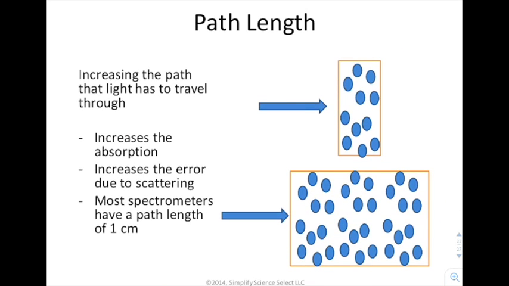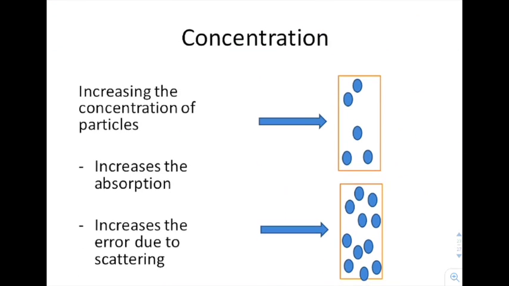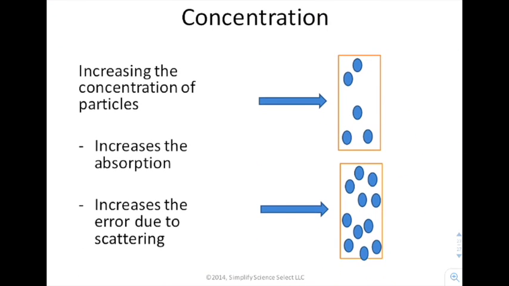The path length. The larger the path that the light has to go through, the more likely it is to interact with a particle that can scatter it or absorb it. So because of that, the longer the path, the more light's going to be absorbed, and we call that factor b. Now it's measured in centimeters, and if it doesn't say otherwise, it is a 1 centimeter standard. And then finally, the concentration. The greater the number of particles, the more light is going to be absorbed, so we call that concentration c.